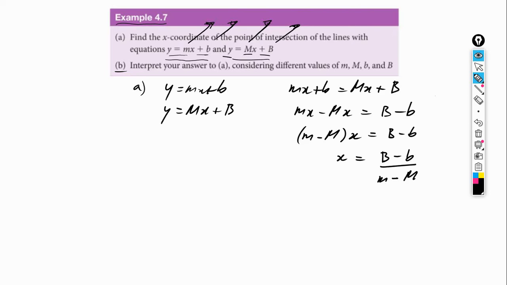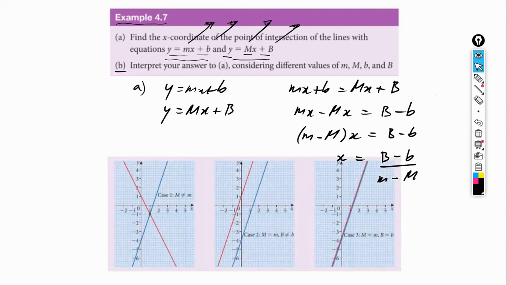Part B: interpret your answer, considering different values of lowercase m, uppercase M, lowercase b, and uppercase B. For that, we're going to take a look at 3 different graphs. Case 1, to the left: what happens if the 2 slopes are different? If lowercase m is not equal to uppercase M, then we have this first situation. There will be an intersection. The lines are not parallel.